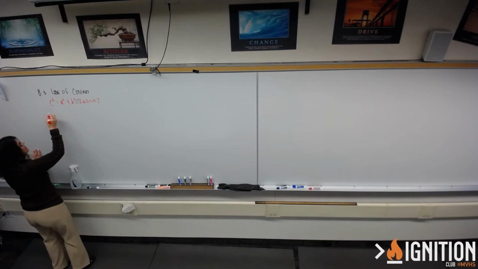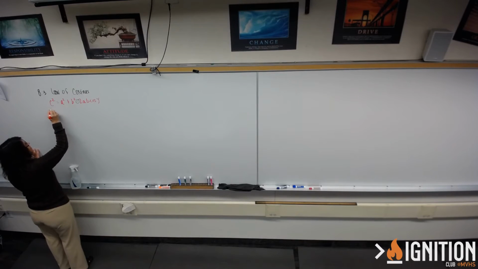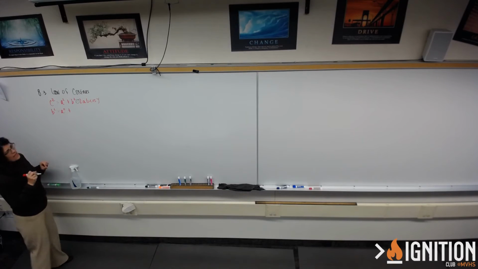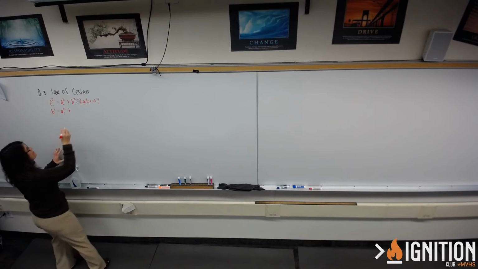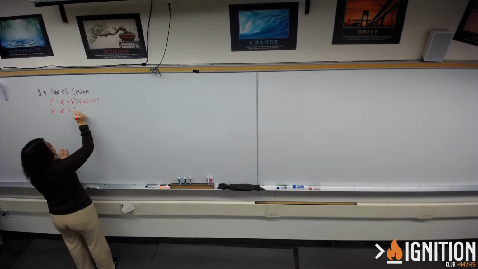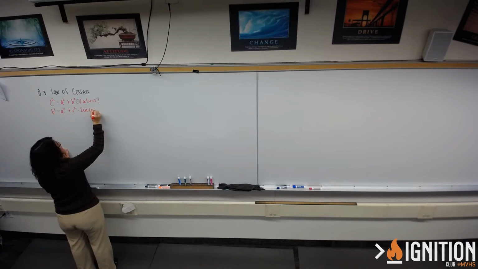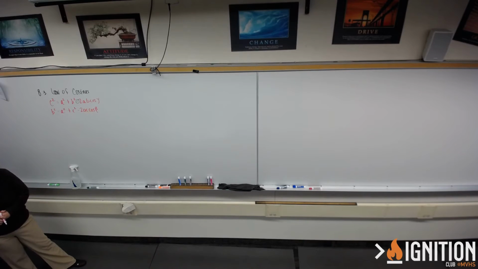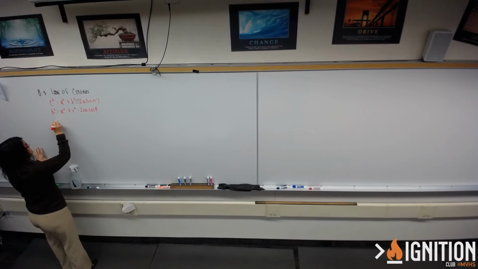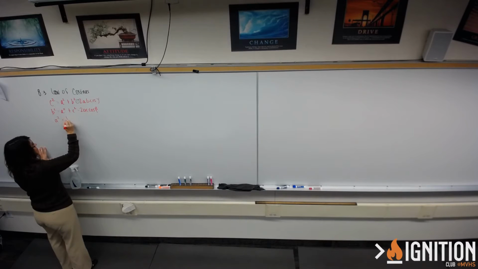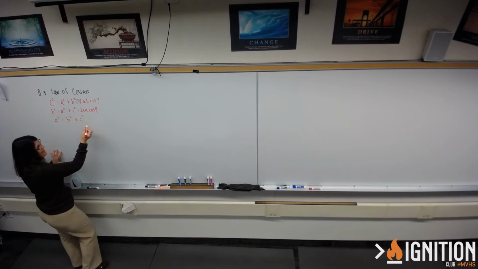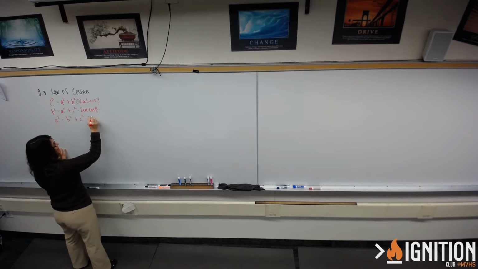All right, hit me. B squared equals A squared plus C squared minus 2AC cosine B. All right, last one. A squared equals B squared plus C squared minus 2BC cosine alpha. Keep going. You guys are like dying on me.